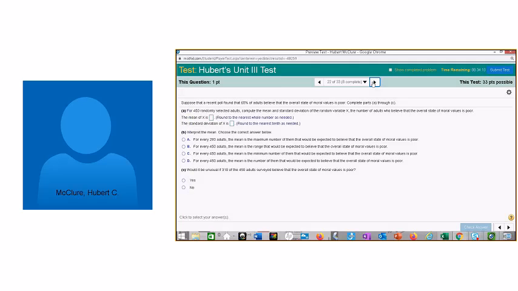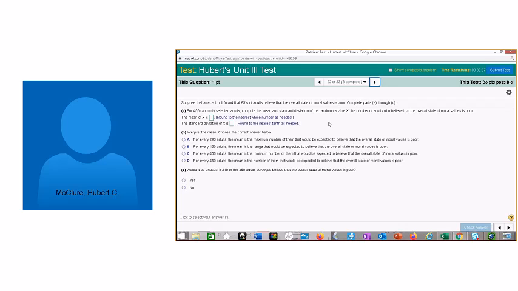Suppose that a recent poll found that 65% of adults believe the overall state of moral values is poor. What do you see here? N is equal to 450. P is equal to 0.65. And what else do they give you? They're going to give you X. Okay, it says, for 450 randomly selected adults, compute the mean and standard deviation.